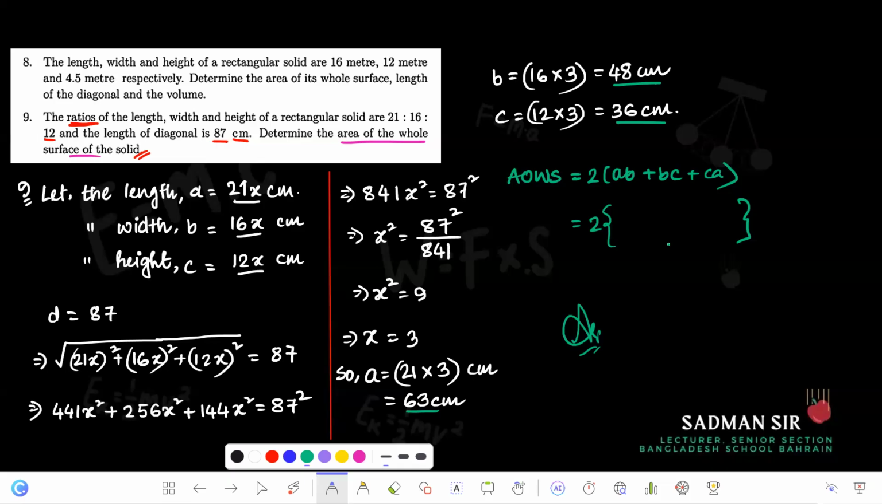1040. Very good. Kindly check if the answer matches with the answer that is written in the back of the book. This area should be centimeter square, okay? Yes, it's correct.